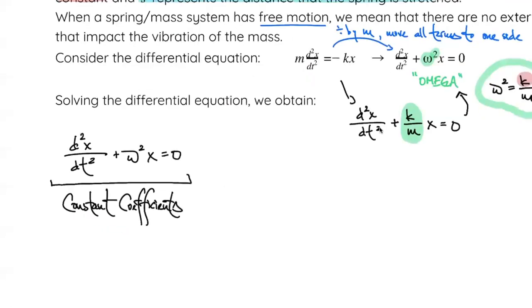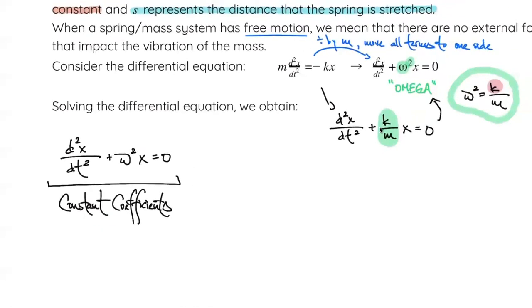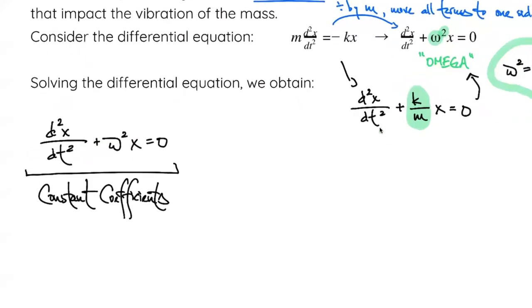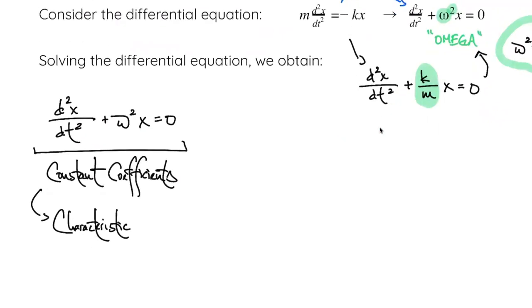Now constant in the sense that the coefficient in front of that second derivative is a 1, and the coefficient in front of the x is omega squared, which comes from k divided by m. So that's going to be a number. When we've got constant coefficients, what we really want to be thinking is, how can we use that characteristic or auxiliary equation to solve?